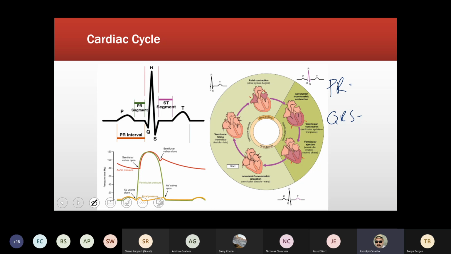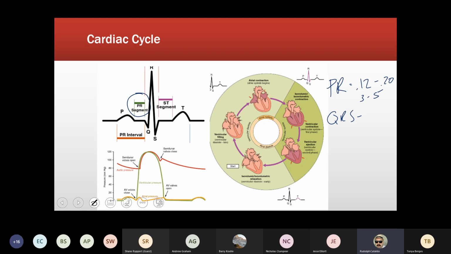This guy right here. Does anyone remember what those numbers are supposed to be? 0.12 to 0.2. Okay, so 0.12 to 0.2. In terms of boxes, how many small boxes is that? Remember, one small box equals 0.04. 3 to 5. So I've got 3 to 5 small boxes.